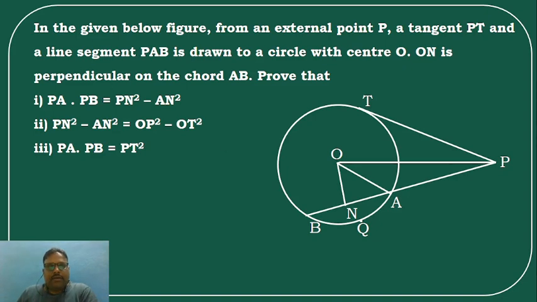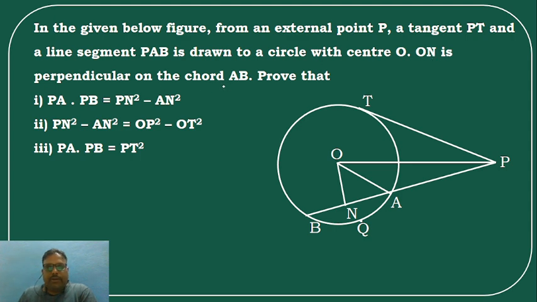Hello everyone, let us look into this question. In the given figure, from an external point P, a tangent PT and a line segment PAB is drawn to a circle with center O. See here, PAB acts like a secant and PT becomes a tangent.